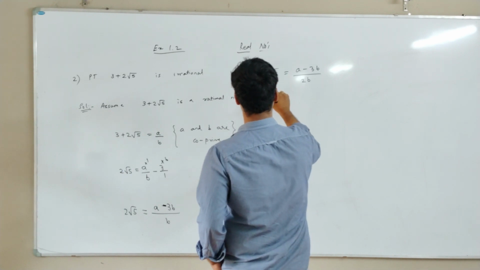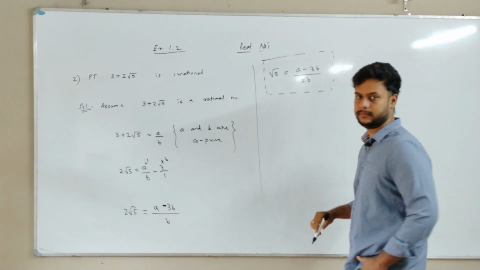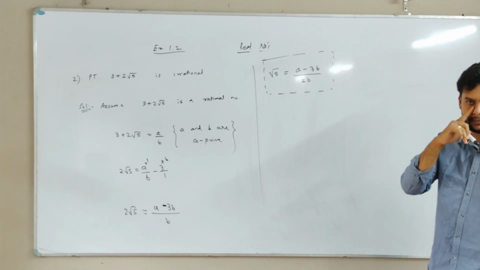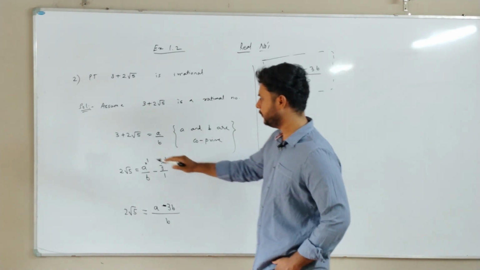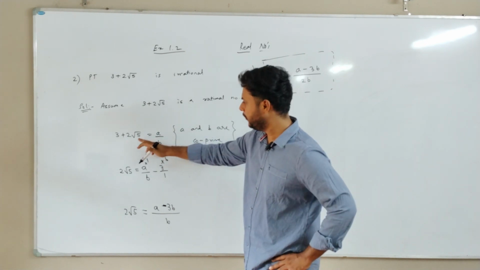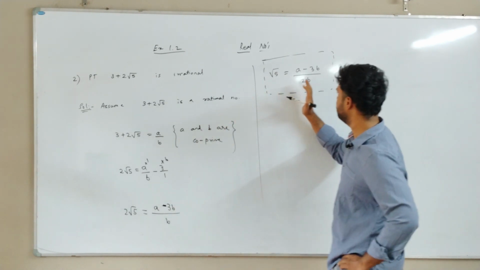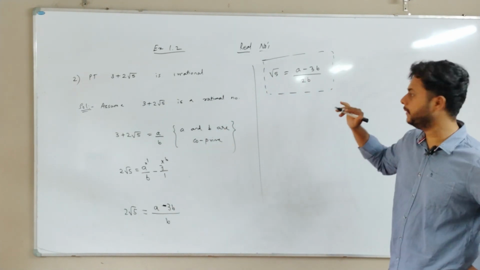So this is what we get. Any doubts here? What I did? Once again, 3 plus 2 root 5 is equal to a by b, because I have considered it as a rational number. I only want root 5. Remaining everything I have sent here. That's what I have done. And I get root 5 is equal to a minus 3b by 2b.